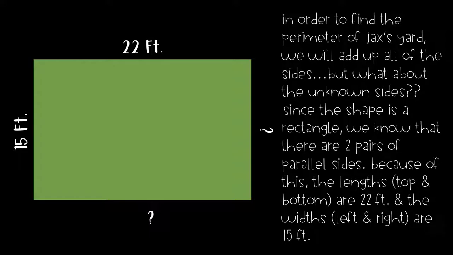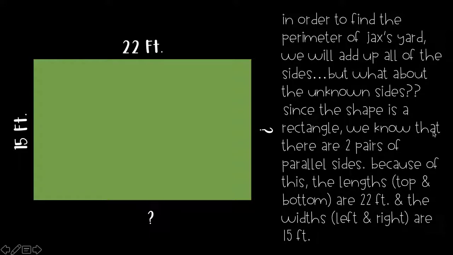So we see 22 feet up at the top, and at the bottom, we have a question mark. To the right, we see 15 feet, and then to the left, we see 15 feet, and to the right, we don't see anything. We see a question mark. So, since the shape is a rectangle, we know that there are two pairs of parallel sides. Because of this, the lengths, the top and the bottom, are both going to be 22 feet, and the widths, the left and the right, are both going to be 15 feet.